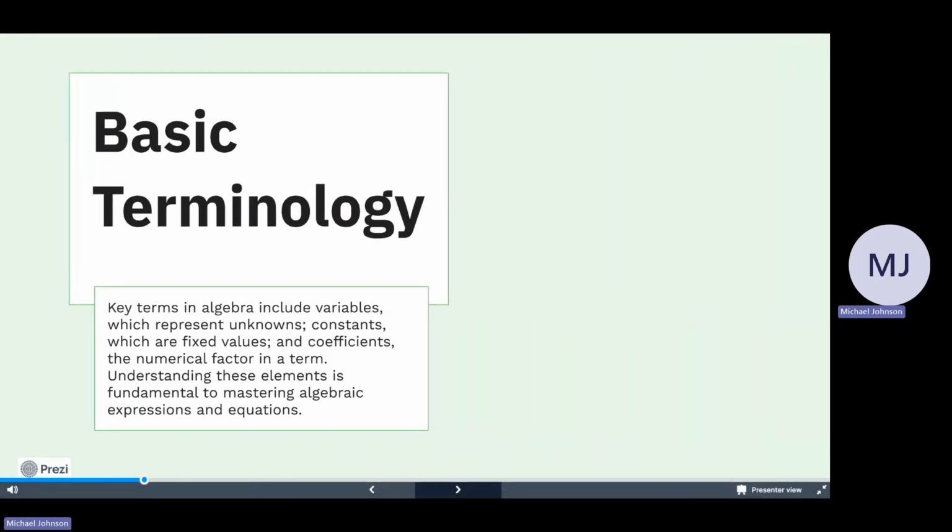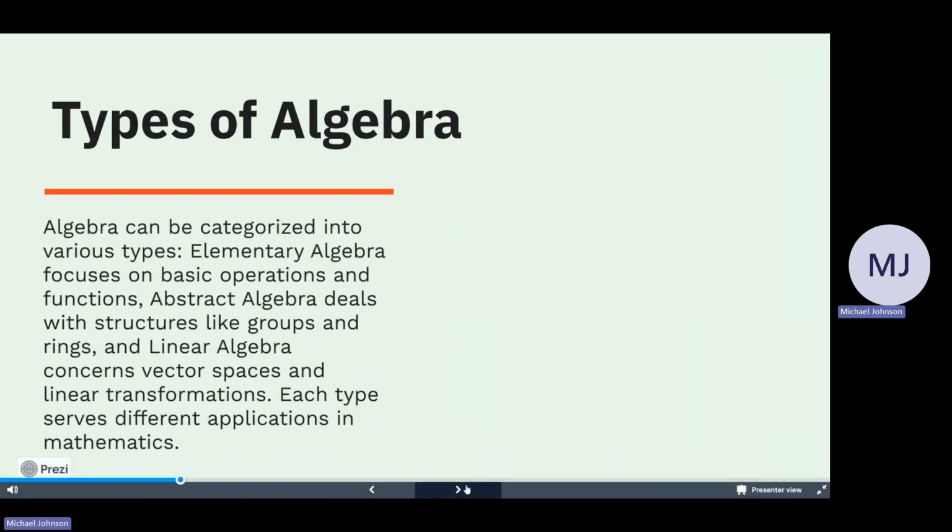Key terms in algebra include variables, which represent unknowns; constants, which are fixed values; and coefficients, the numerical factor in a term. Understanding these elements is fundamental to mastering algebraic expressions and equations.